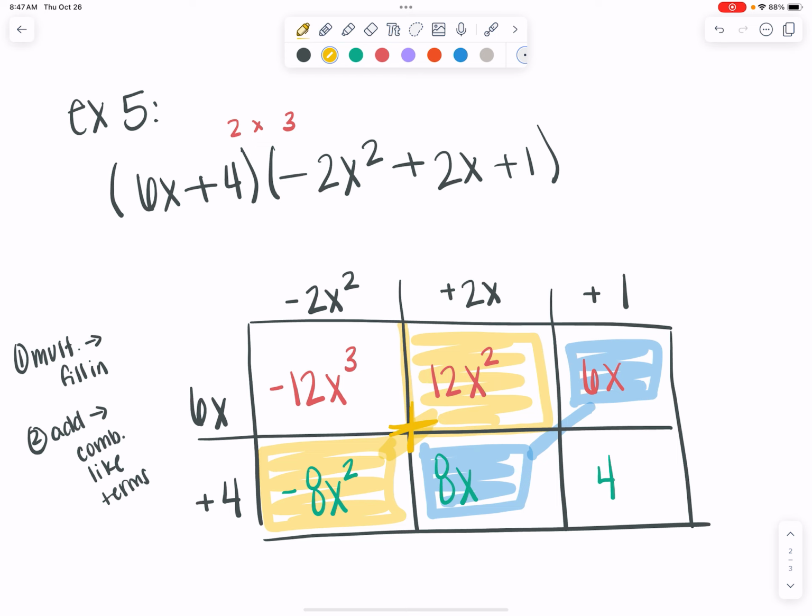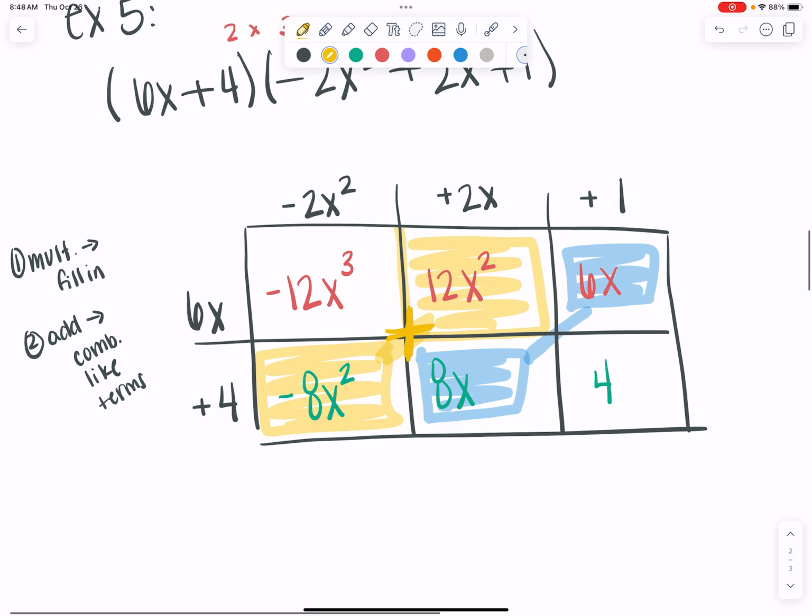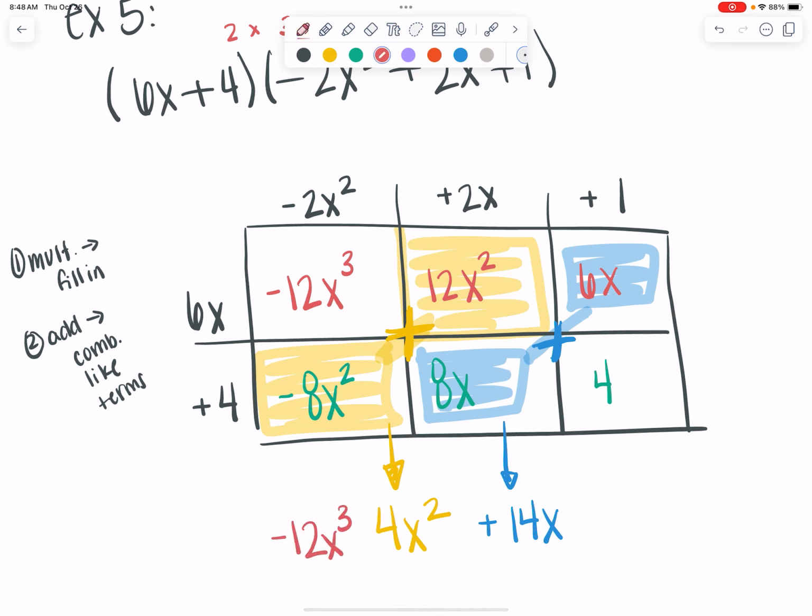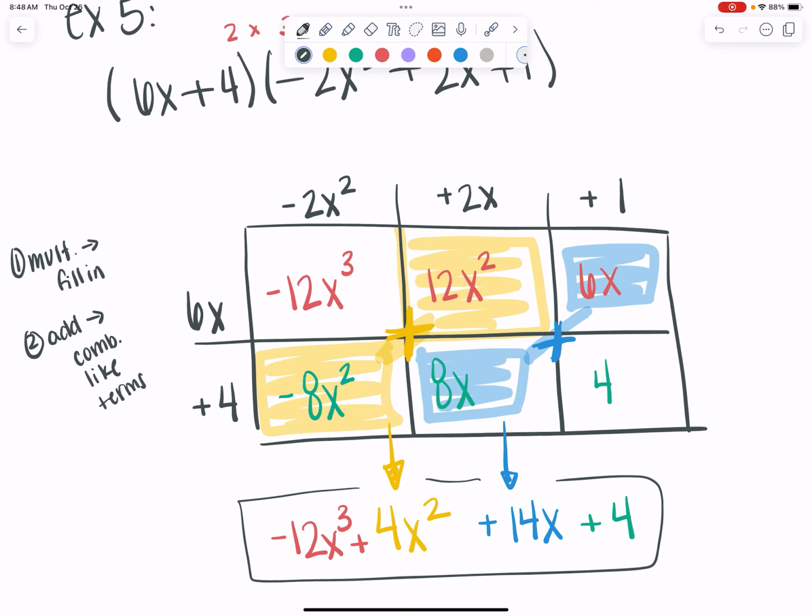So when I add these two, 12x squared plus negative 8, or 12x squared minus 8, I get 4x squared. And then 6x plus 8x, when I add those, I'm going to get 14x. I then drop everything else down that didn't get combined: negative 12x to the third, and that's a plus sign, and then plus 4. That whole thing ends up being my final answer. Remember, the exponents need to go in decreasing order. So I've got 3, 2, 1, nothing. And so that is my answer.